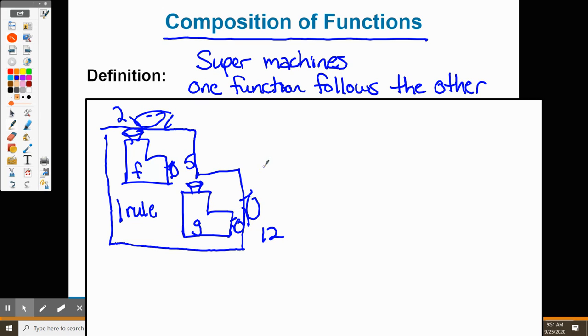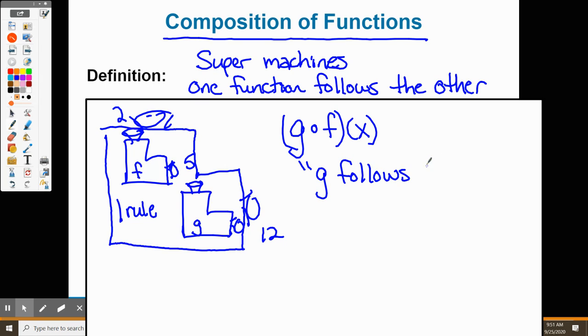Now, the notation is this. Whatever happens first is what is listed second. So this particular machine would be g o f of x. And what we say is the little o, we say g follows f. And because g follows f, that means f happens first. Most kids don't like this notation. They like this notation better. And we say that's g of f of x.